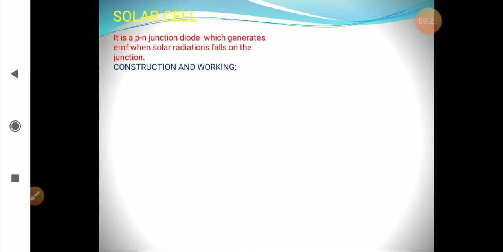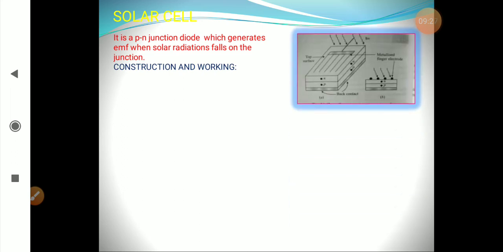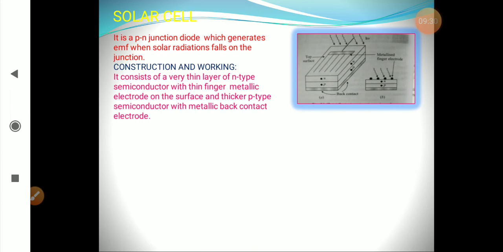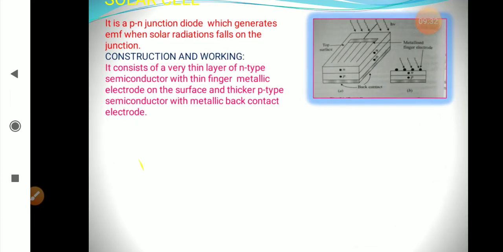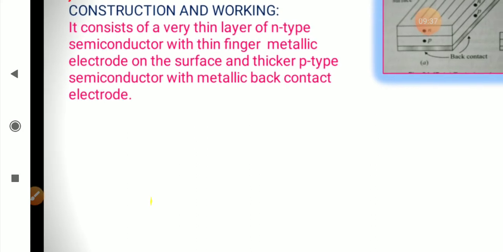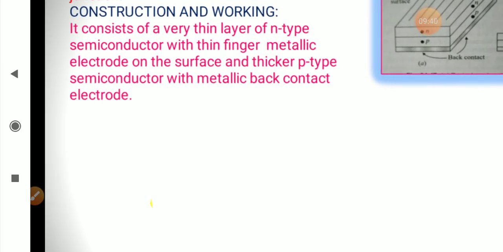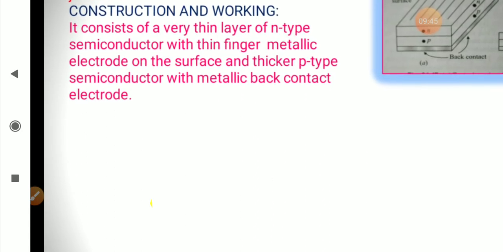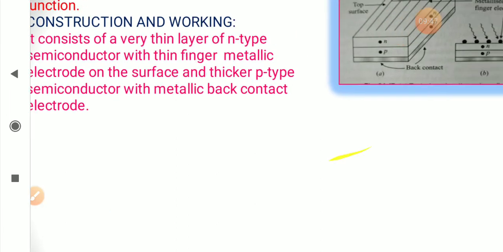Now let us talk about solar cell. It is a PN junction diode which generates EMF when solar radiations fall on the junction. Construction and working. So let us talk about its construction first. It consists of a very thin layer of N-type semiconductor with thin finger metallic electrodes on the surface and a thicker P-type semiconductor with metallic back contact electrodes.